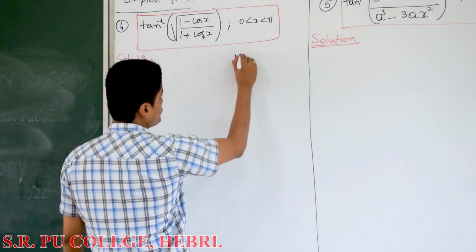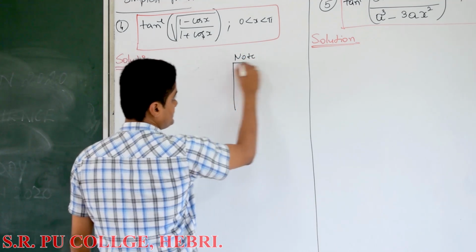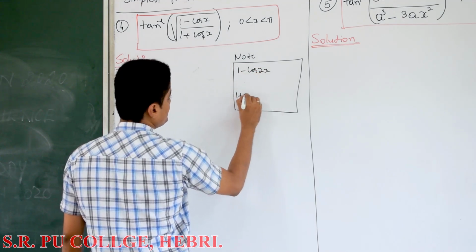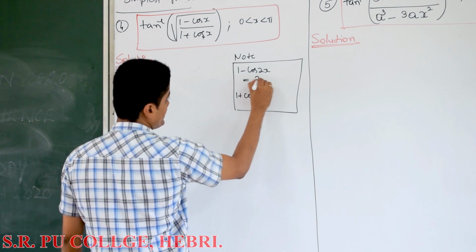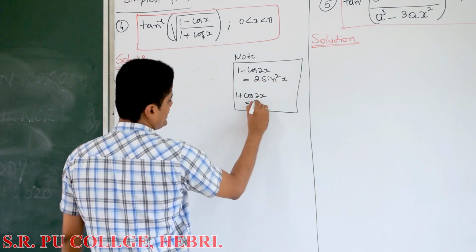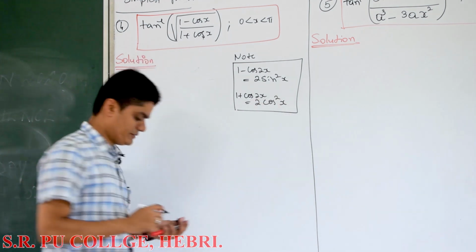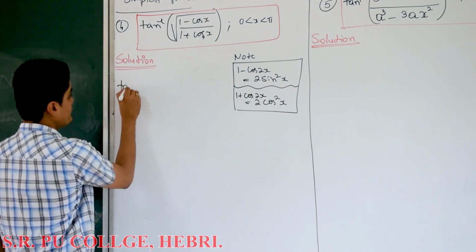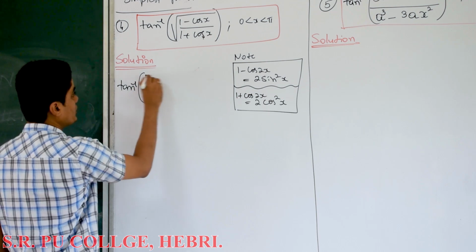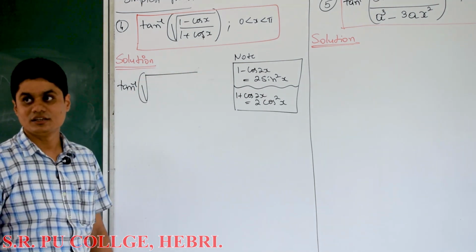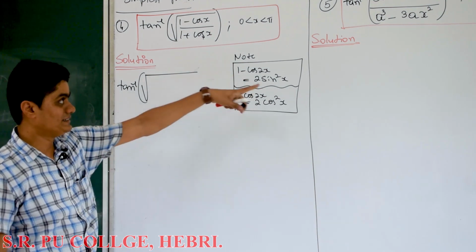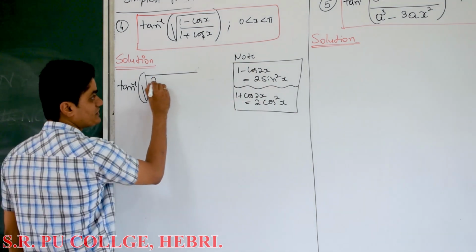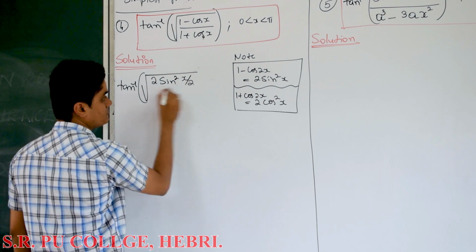Two formulas I'll write, which you know already, which you studied in our first PUC trigonometry classes. The one is 1 minus cos 2x and another one is 1 plus cos 2x. The first one is 2 sin square x, the next one is 2 cos square x. So I'm using these formulas in the above expression to simplify. So consider the expression tan inverse of root of, what is 1 minus cos x? 1 minus cos x is, as I told in the previous problem, 1 minus cos 2x is 2 sin square x. This implies 1 minus cos x is 2 sin square x by 2, right?